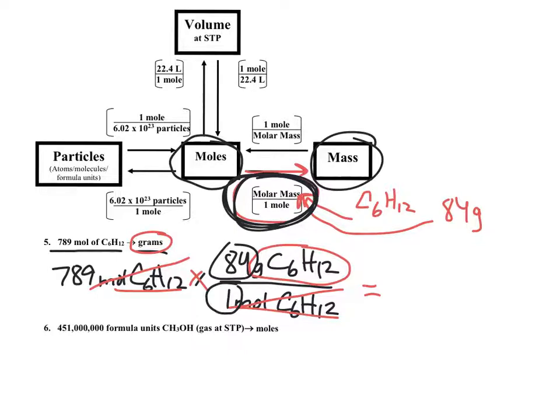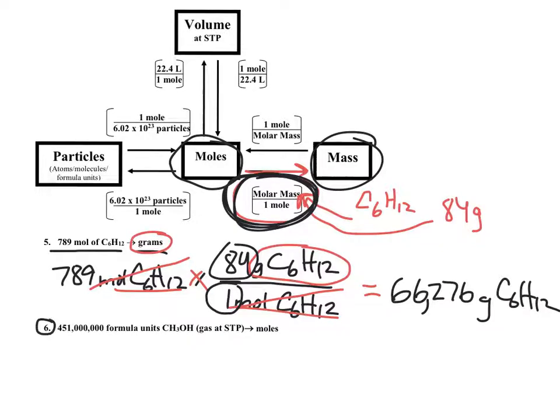And what I get for an answer is about 66,276 grams of C6H12. So that's 66,276 grams of C6H12. Perfecto.